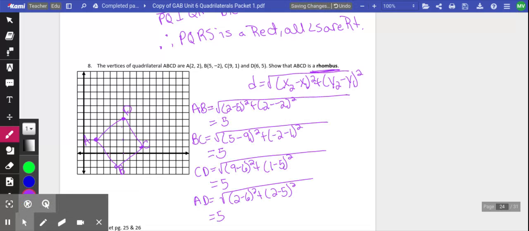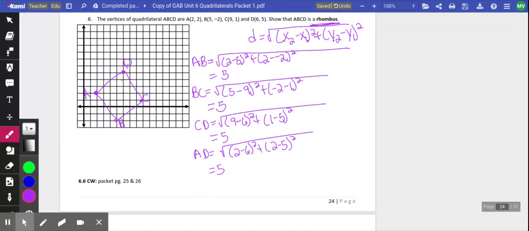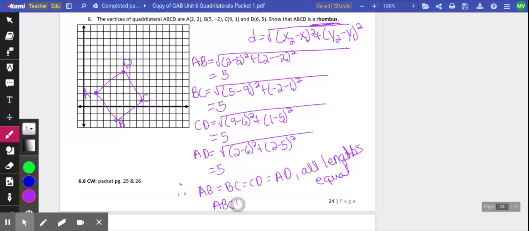Okay, so I did all the distance formulas and I found they're all 5. So therefore, AB is equal to BC is equal to CD is equal to AD. All lengths equal. And thus ABCD is a rhombus. All sides congruent.